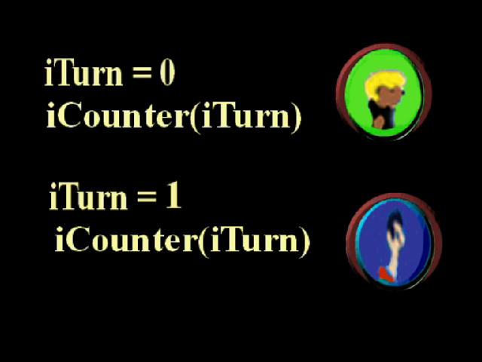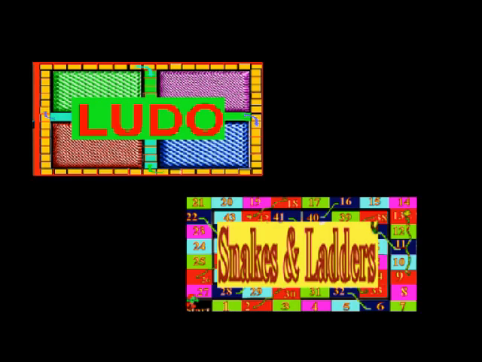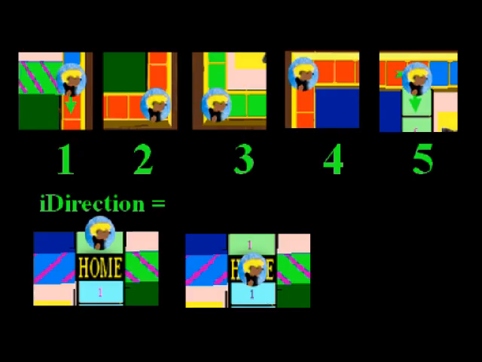We have to move the correct counter after the dice has been rolled, so we use the integer variable iCounter followed by iturn in brackets to identify the right counter. We need to know the location of the counter, using the coordinates, ACR and DWN and its direction of travel, which we store in the integer variable iDirection, which can have a value between 0, and the total number of changes of direction on the board.